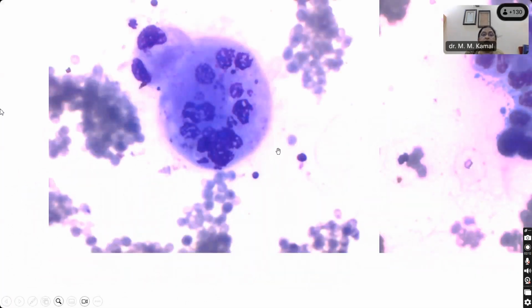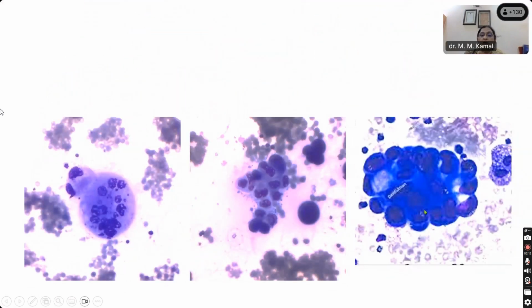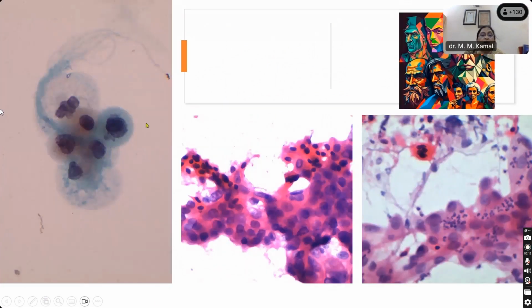This is karyorrhexis. This is not multinucleation, this is just karyorrhexic. But then this is giving rise to another baby ball of cells. And these are all features of high-grade malignancy. Okay.